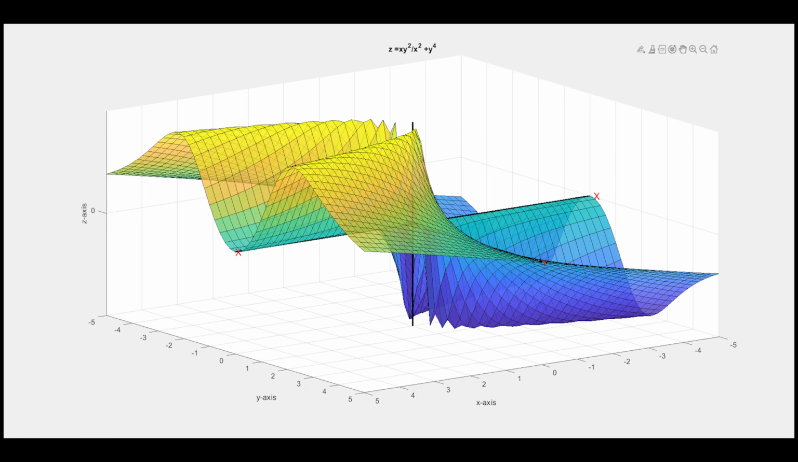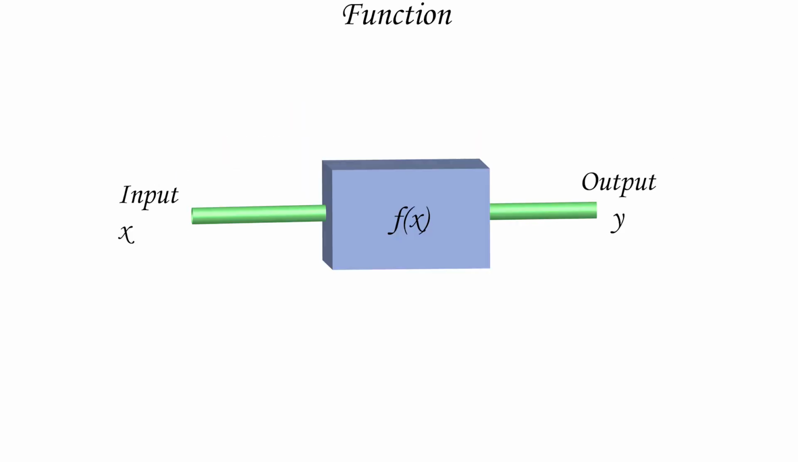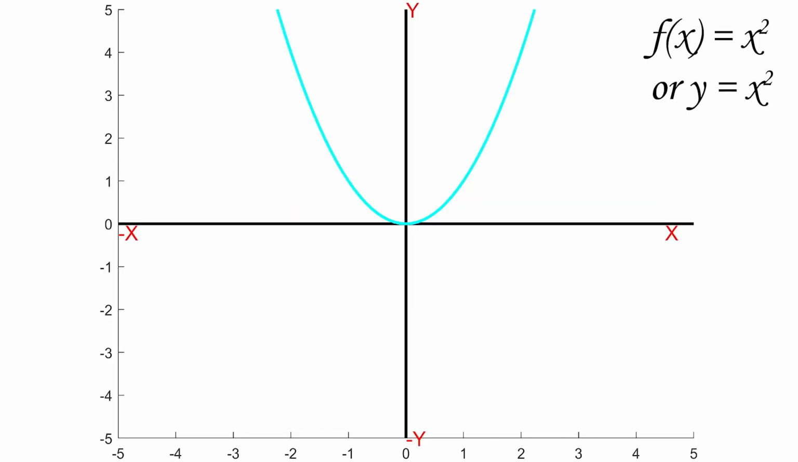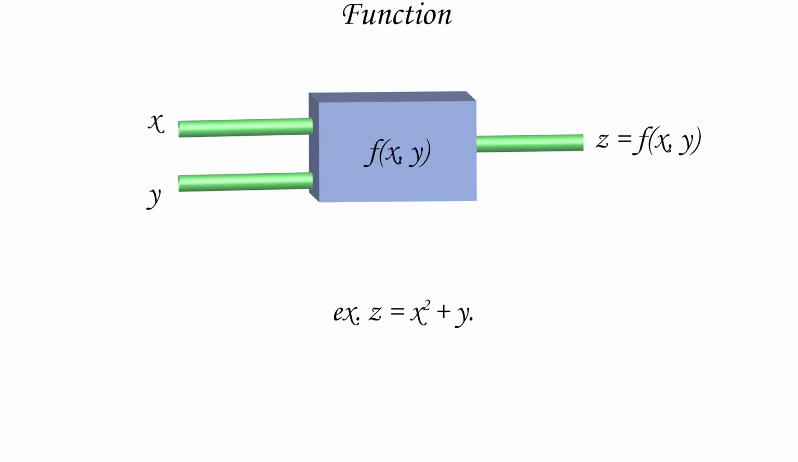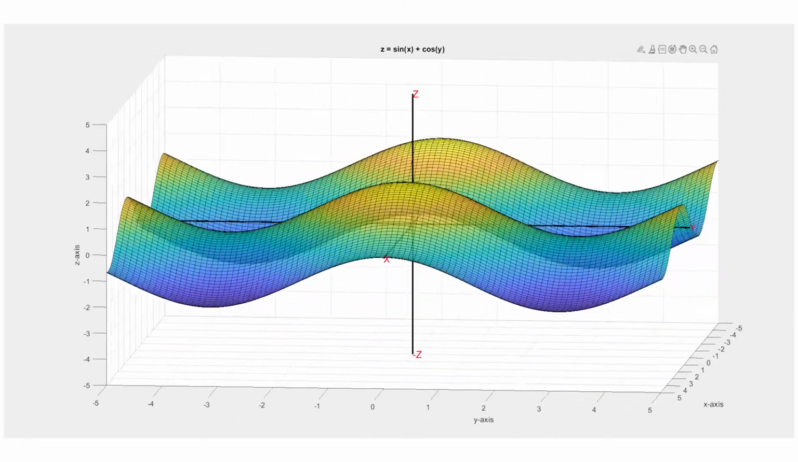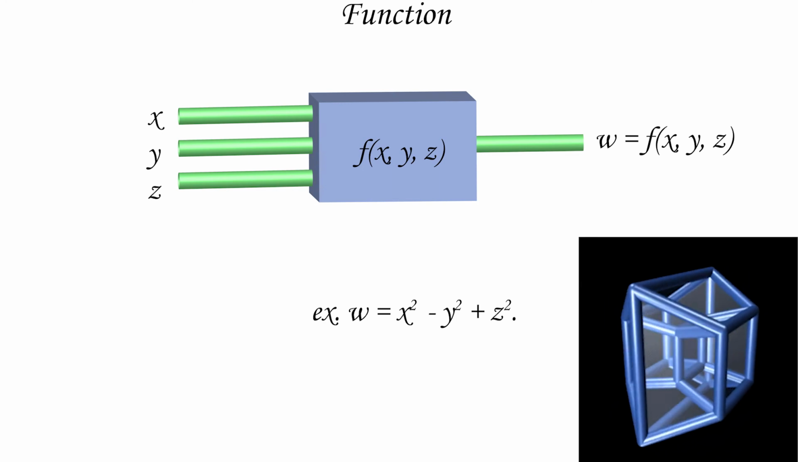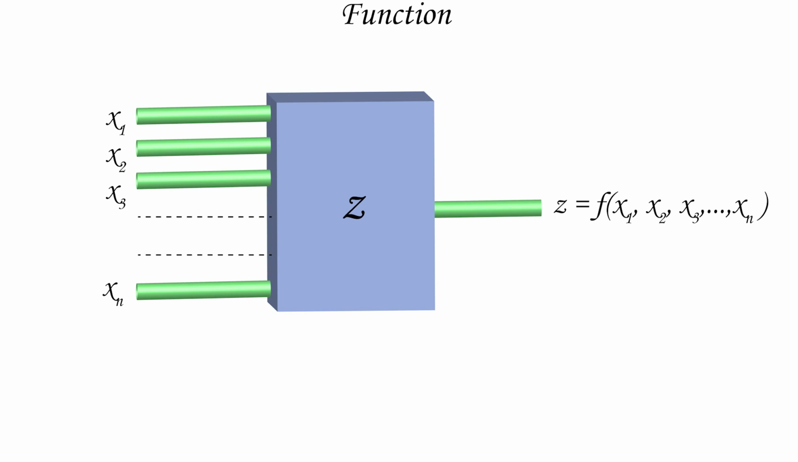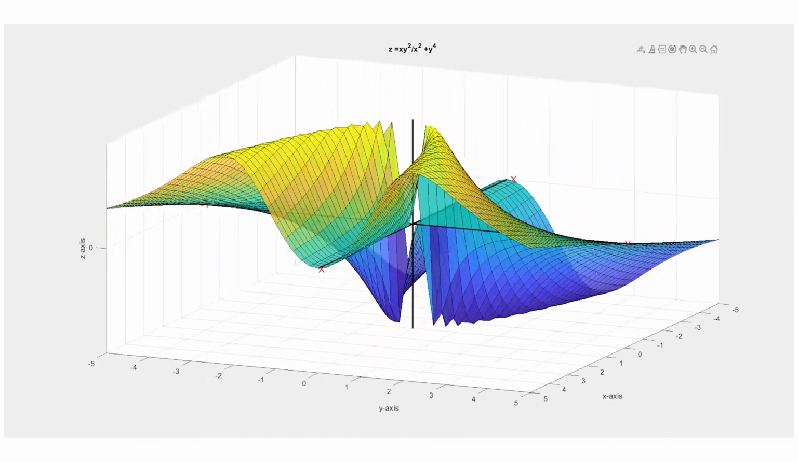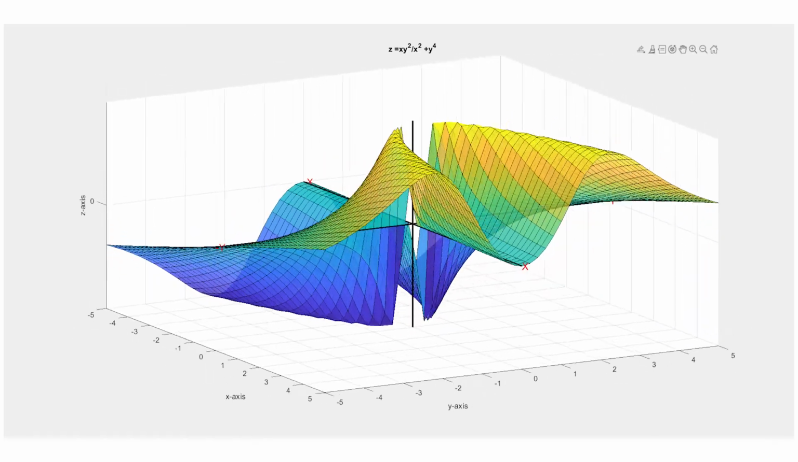But what about plotting functions of more than two variables? For functions with one variable, we need a two-dimensional Cartesian coordinate system. For functions with two variables, we need a three-dimensional one. And for functions with three variables, we need a four-dimensional one. Similarly, for an n-variable function, we need an (n+1)-dimensional Cartesian coordinate system. But our brain does not allow us to imagine things in more than 3 dimensions. So, we can't plot the graph of a function with more than 2 variables.